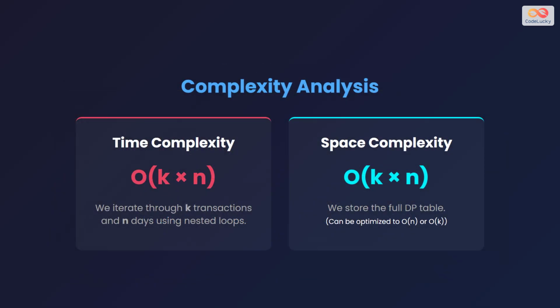Let's analyze the efficiency. The time complexity is O(k × n), because we have 2 nested loops, one for transactions and one for days. The space complexity is also O(k × n) to store the table. However, since we only ever need values from the previous row, this space can be further optimized to O(n) or even O(k) depending on implementation.